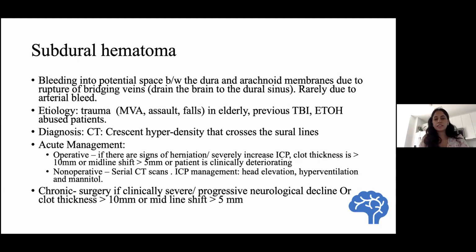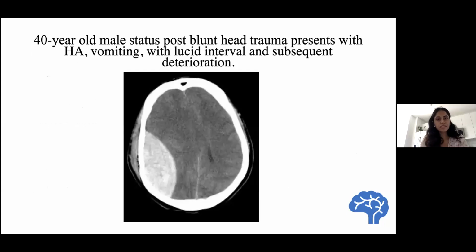Non-operative management, if none of the above is present, you just do serial CT and make sure that it's stable and not progressively getting worse, and you manage the increased intracranial pressure by head elevation, hyperventilation, and mannitol. If they have a chronic subdural hematoma, surgery is only indicated if there's severe progressive neurological decline, or again, if the clot is thicker than 10 millimeters, or there's a greater than 5 millimeter midline shift.